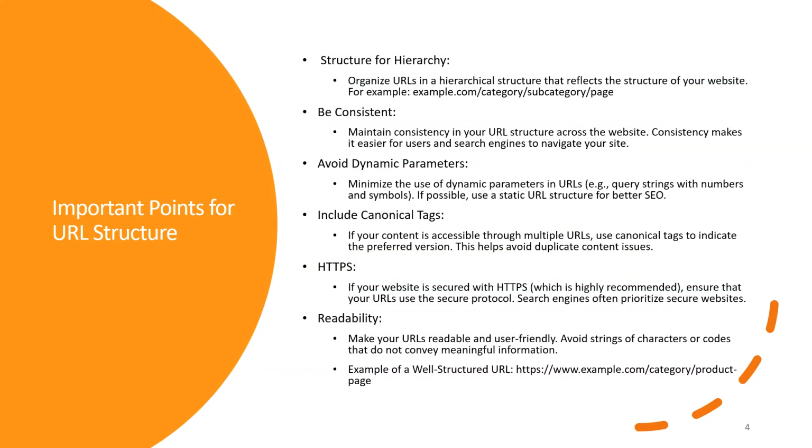Structure and hierarchy. Organize URLs in a hierarchical structure that reflects the structure of your website, right? For example, example.com/category/subcategory/page. This is very, very important. All right. Usually, once you build a URL or you set your URL for your website and it's been around for a while, you don't want to change it because then you have to set up redirects for people who are clicking on that, and that can affect your backlinking strength. That can affect a lot of things on your website. So, in general, you want to set your hierarchy as early as possible and stick to it.